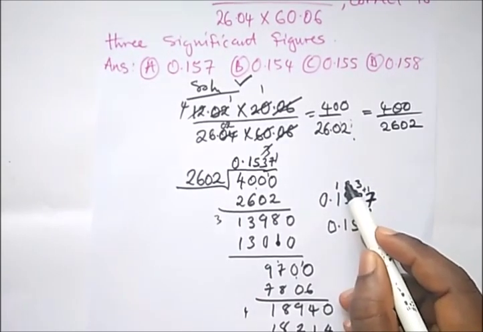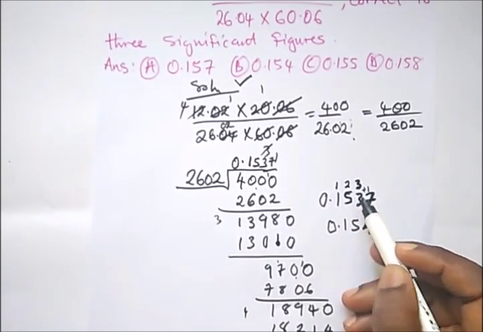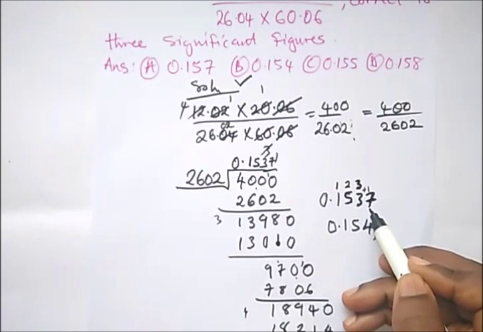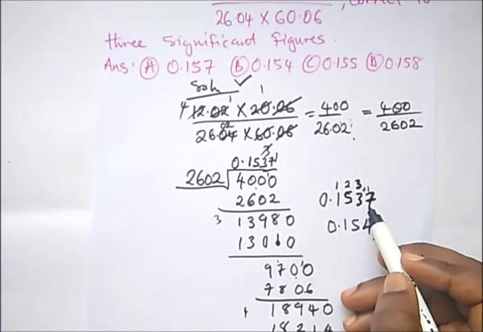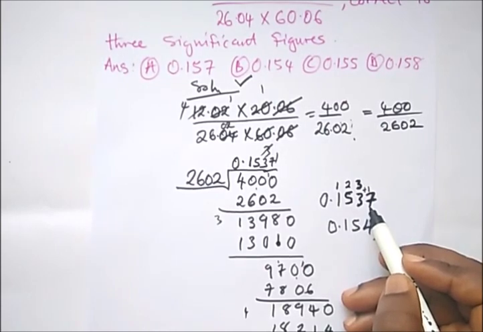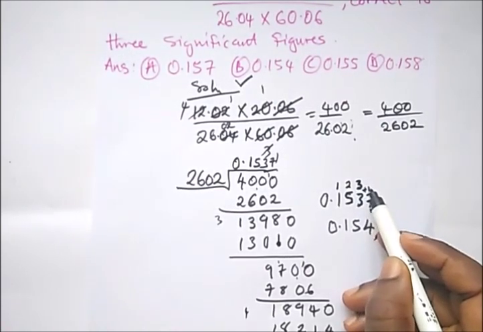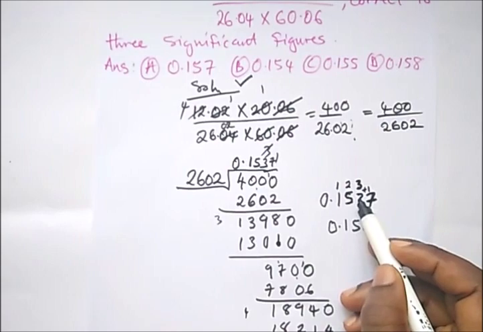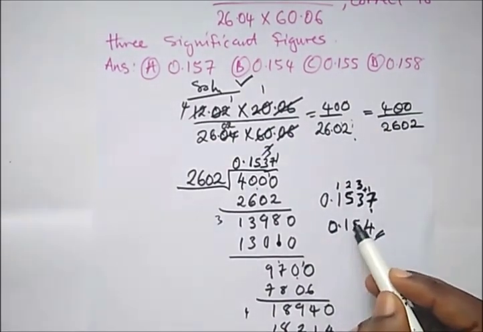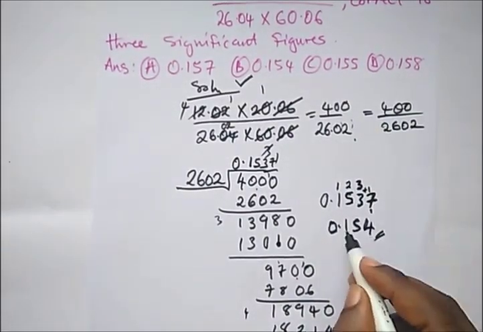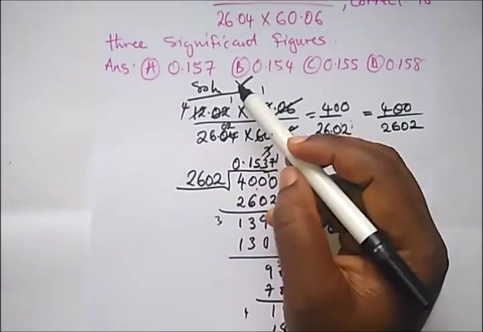We know we'll count a 1, 2, 3. And what's the next number here, which is 7? Is 7 less than or greater than 5? It is what? Greater than 5. So this would add a plus 1, we'll round up to 1. So when we add it here, we're going to have what? 0.154, and our correct option is what?